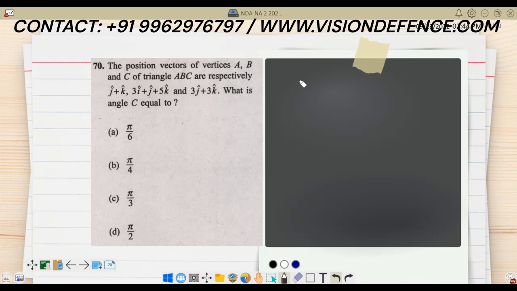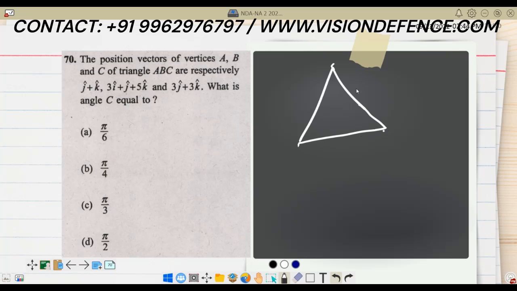The position vectors of vertices A, B and C of triangle ABC are given. What is the angle C equal to? First we need to draw the diagram, only then can we find it. I'll take this to be A. A is 0, 1, 1, because there is no 0 on J and K. B is going to be 3, 1, 5. C is going to be 0, 3, 3.